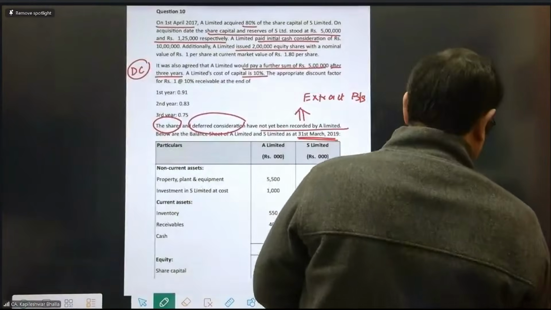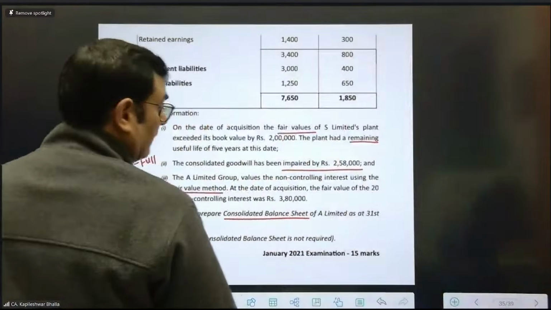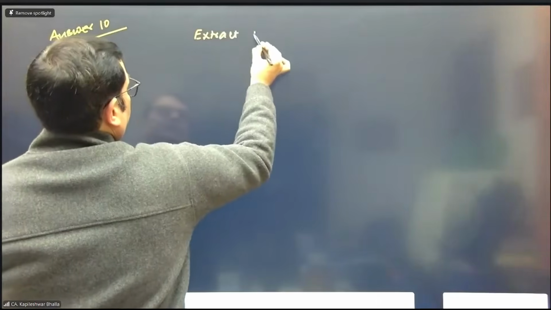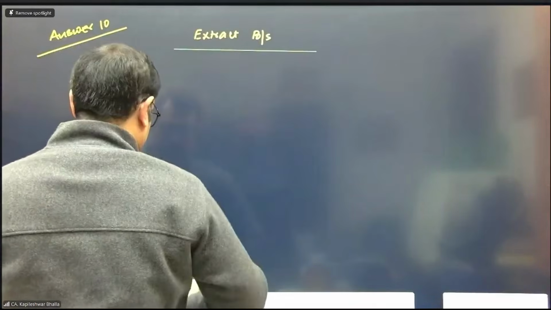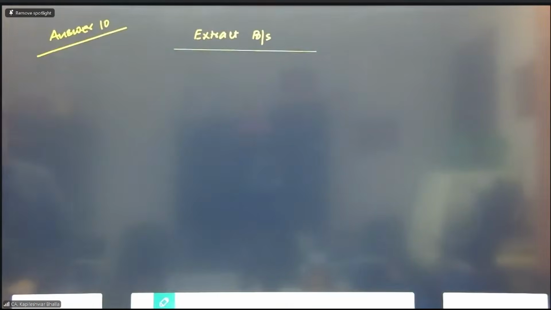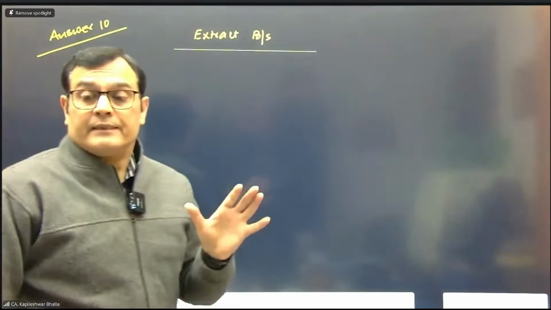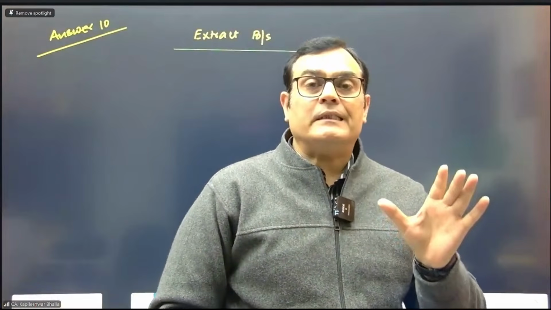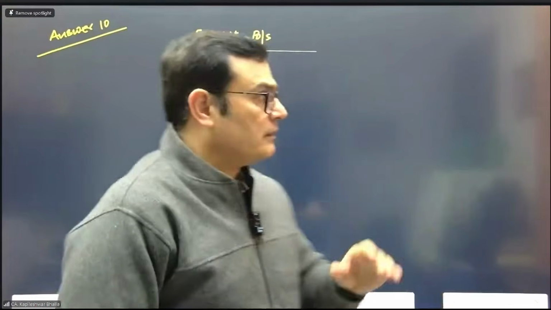So let me solve this question number 10. First, we're going to work upon the extract balance sheet. So the answer to question number 10: let's first work upon the extract balance sheet. We'll first put the journal entries and then make an extract balance sheet before we proceed with the 7-step model. Now, there are two omissions which are clearly stated in the question. One is the issuance of shares and one is the DC.